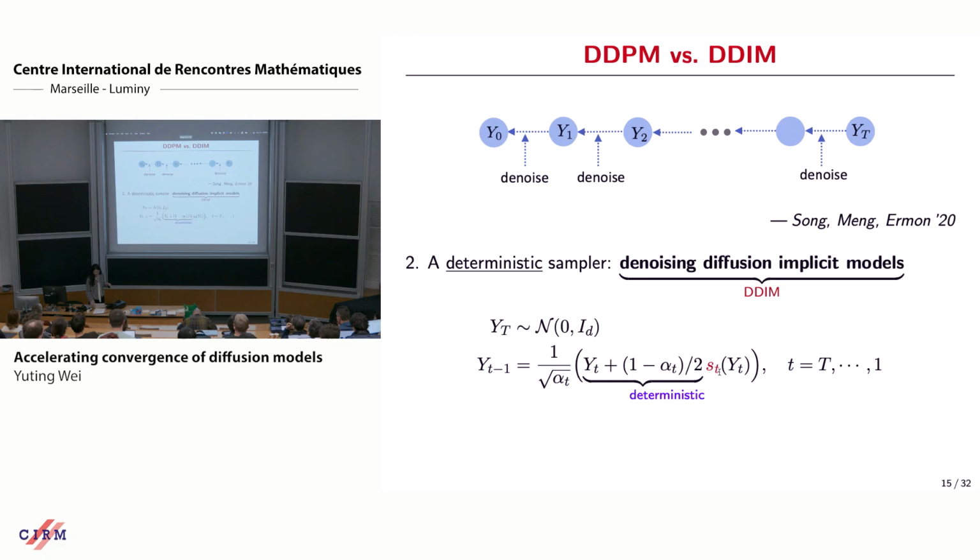Not too hard. The deterministic sampler is even simpler. So the deterministic sampler just takes a linear combination of your last step, y_t, and your score function. Okay, purely deterministic if you're given the score estimate. All right, so we will try to analyze these two procedures.